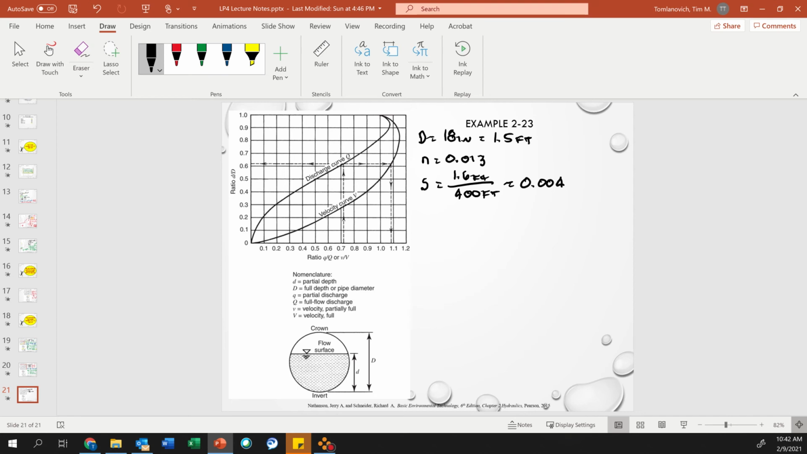Determine the discharge and velocity in a pipe when the depth of flow is 6 inches. So the partial depth, small d, equals 6 inches, which equals 0.5 feet. It wants us to find partial Q at that depth and partial V at that depth, small v. So the first thing you need to do is find Q full.